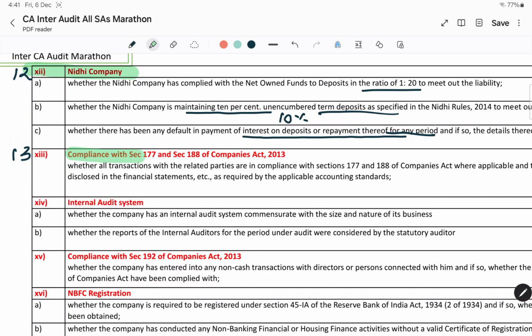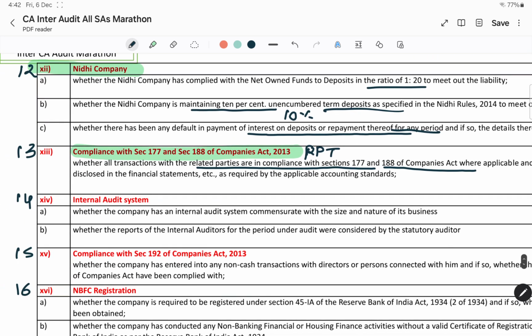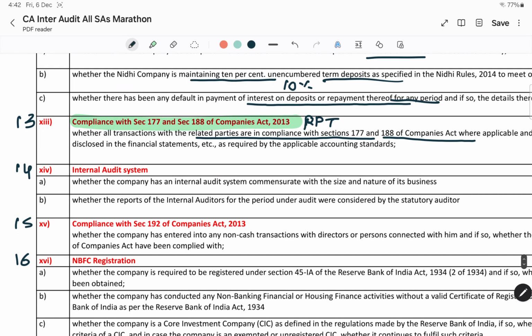Clause 13, compliance with Sections 177 and 188 of the Companies Act 2013. Whether all the transactions with the related party are in compliance with Sections 177 and 188 of the Companies Act, where applicable, and the details have been disclosed in the financial statements, etc., as required by the applicable accounting standard.